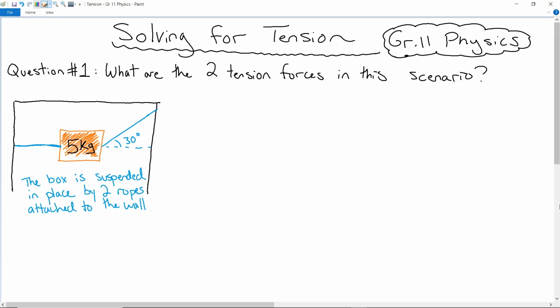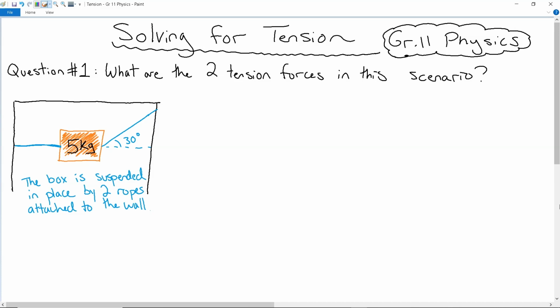be a bit confusing. For example, we always know how to solve for the force of gravity, right? We just have mass times our gravitational acceleration, which is usually 9.8 meters per second squared. But with tension, sometimes we have to think a little bit outside the box in terms of what's going on in our specific scenario. So let's jump right in to question number one. What are the two tension forces in this scenario?